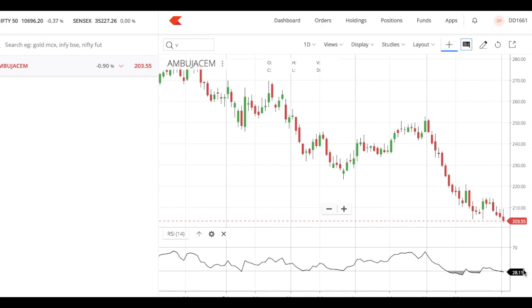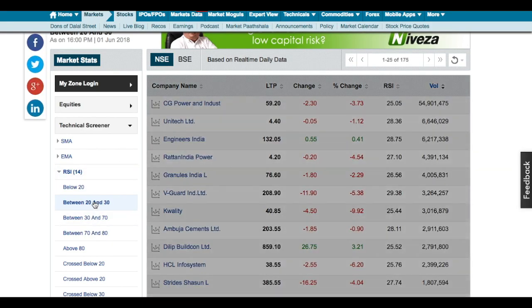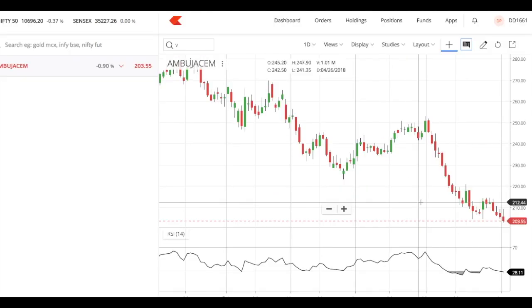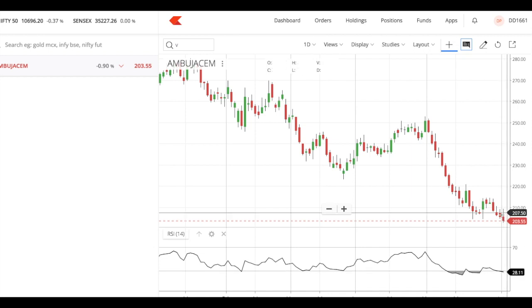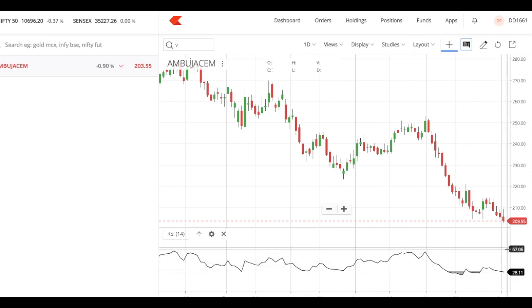See, currently Ambuja Cements is at 28, and if you see Ambuja Cements, it says 28. So currently on a daily basis, the RSI is 28. So the price is in the oversold section. As per the video, what I've thought about RSI is that too many people have sold the shares. There's a chance of buying the shares. There is a chance that this will go up to 70.